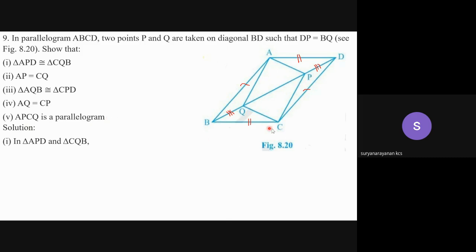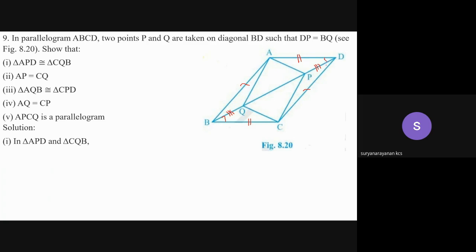Now tell me, any angles are equal? Sir, angle QBC. Angle QBC. This angle I am marking by red arc, equal to angle ADP. Yes, ADP. Very good. ADP.